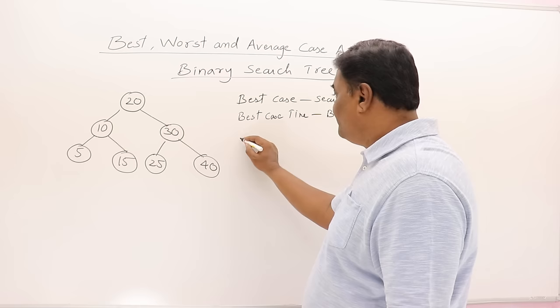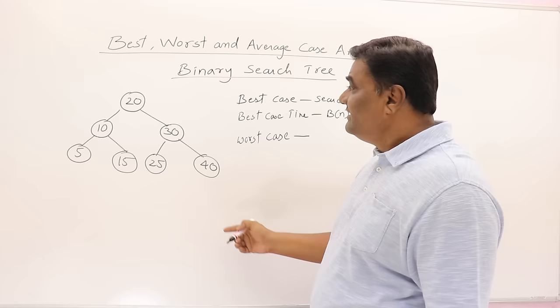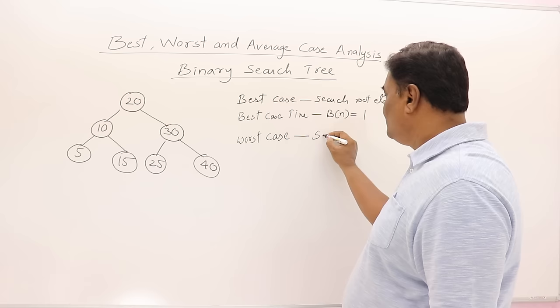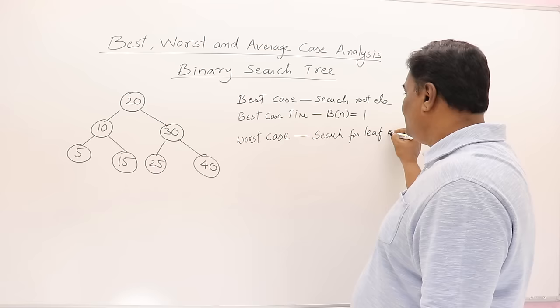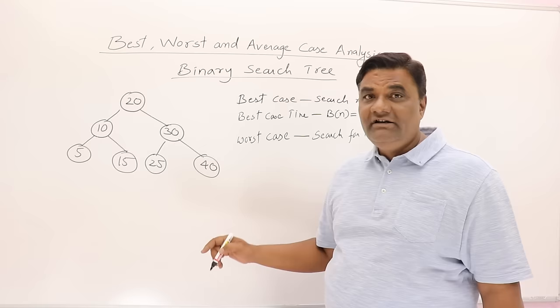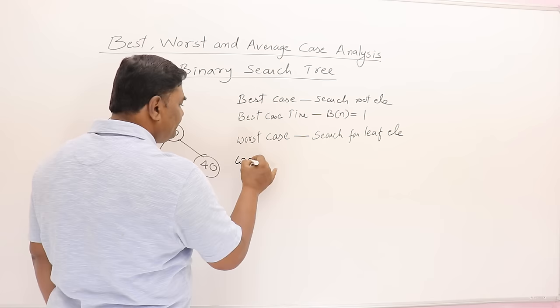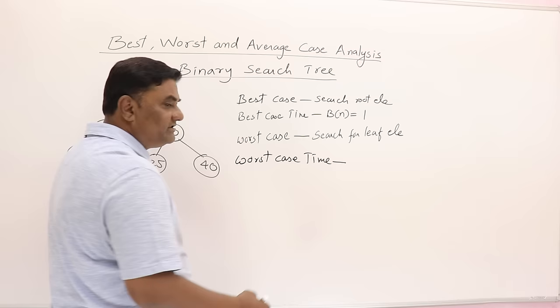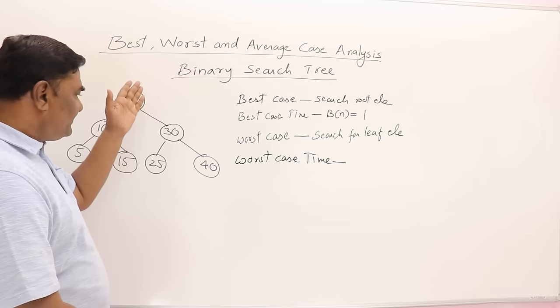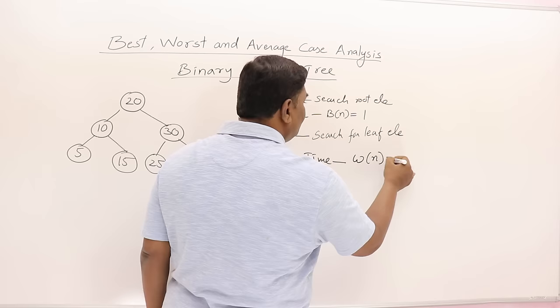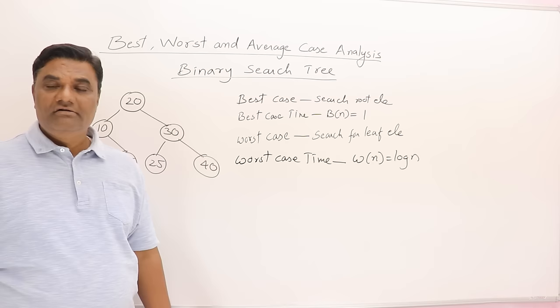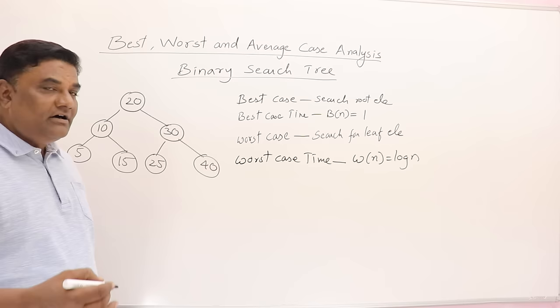Then what is worst case? Worst case is searching for the element which is present in the leaf. So what are the leaf elements in my example? 5, 15, 25 and 40. If I am searching for any one of those elements, then the time will be maximum. That is worst case. So what is worst case time? Worst case time depends on the height of a binary search tree. What is the height? Log n. So the worst case is log n. Now, we'll not go into the average case.